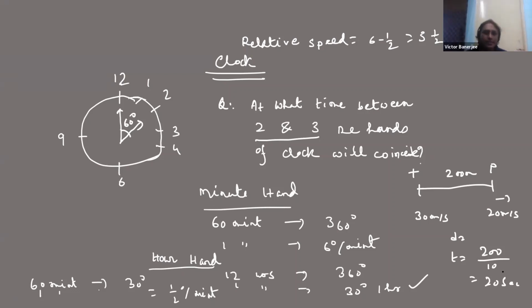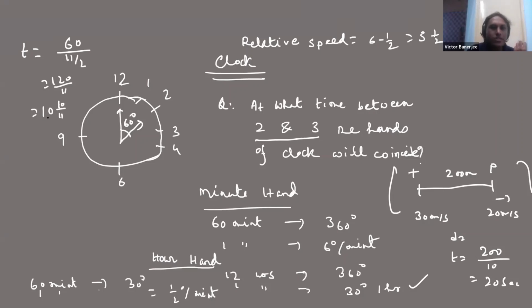So that means the initial distance in this question is 60 degrees, just like this question. The initial distance between them is 60 degrees. So now the minute hand will catch the hour hand, which is moving slowly. In what time will it catch? The time is always distance by speed. What is the distance? 60 degrees, divided by speed. As both are moving, it is the relative speed. What is the relative speed? 11 by 2. So that is 120 by 11, which if you simplify is 10 10 by 11. That means 10 and 10 by 11 minutes past 2 p.m. Is that clear, both of you?